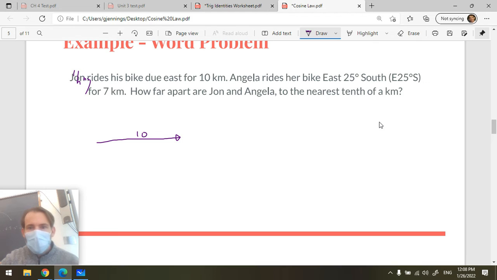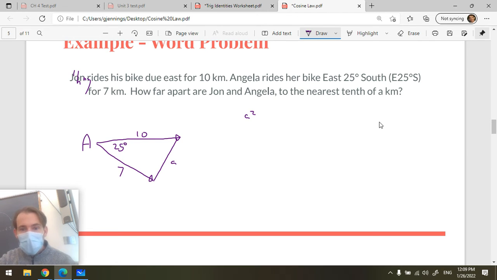That's length 10. Angela rides her bike east 25 degrees south. So she's riding this way, 25 degrees south of east. So I know this angle here. And then she rides for 7 kilometers. So that's a 7. We want to know how far John and Angela are from each other. So we want to know this side. I don't know what it is. Call it little a. Call this big side A. And now find me A. Start with your diagram. And now go for it.